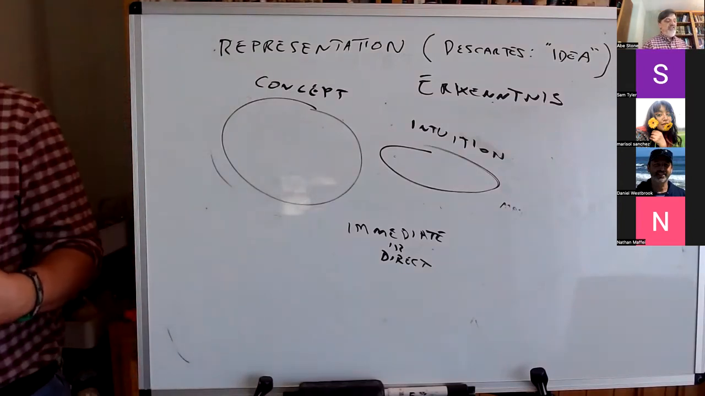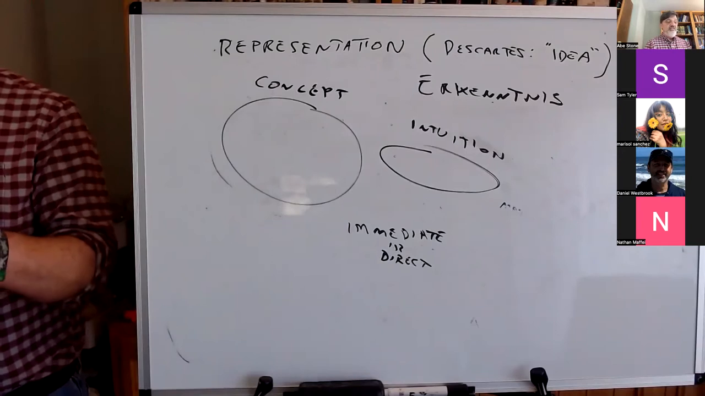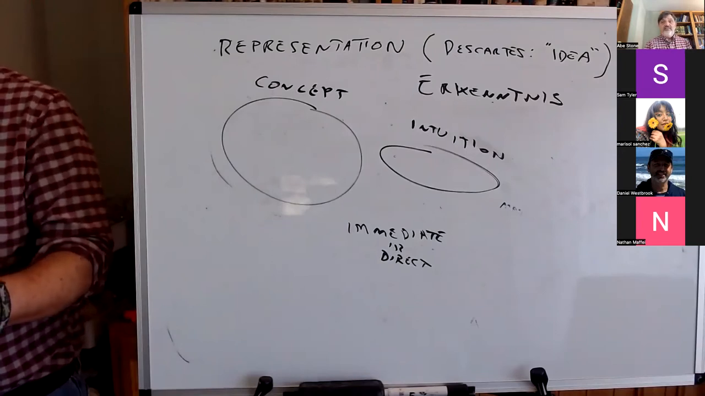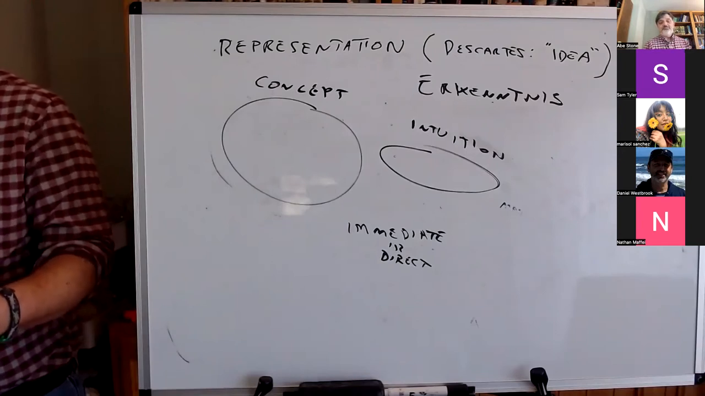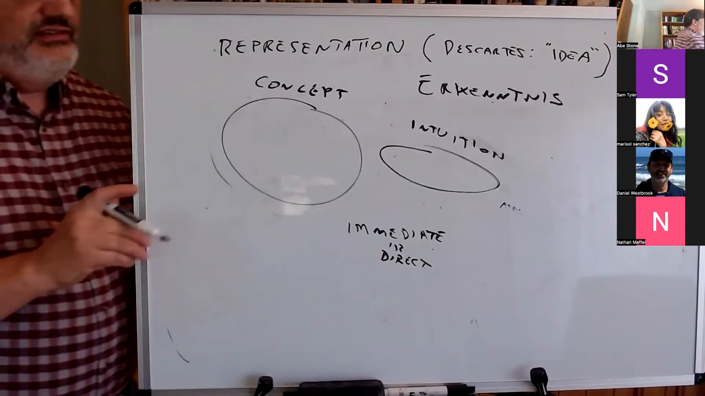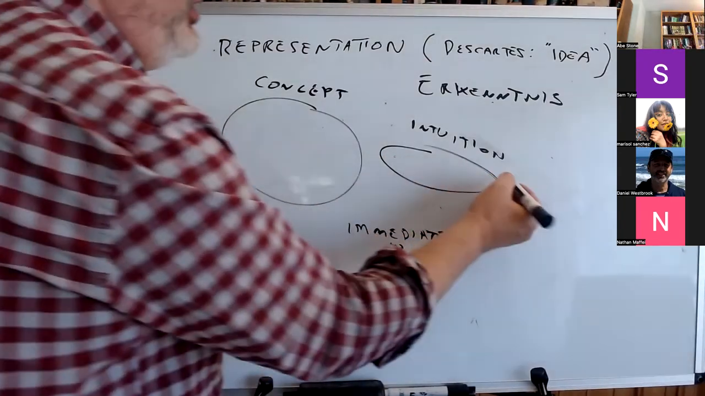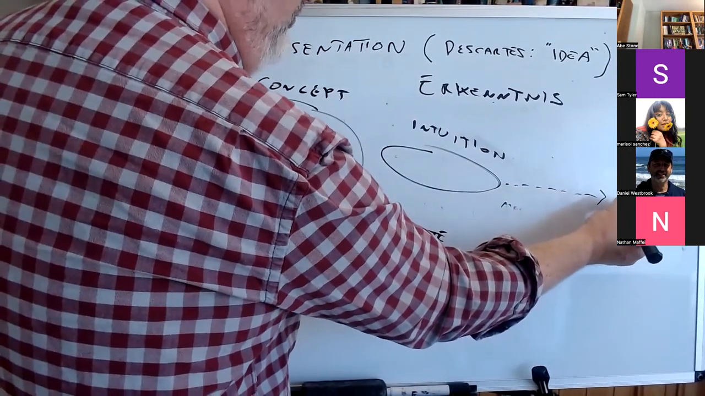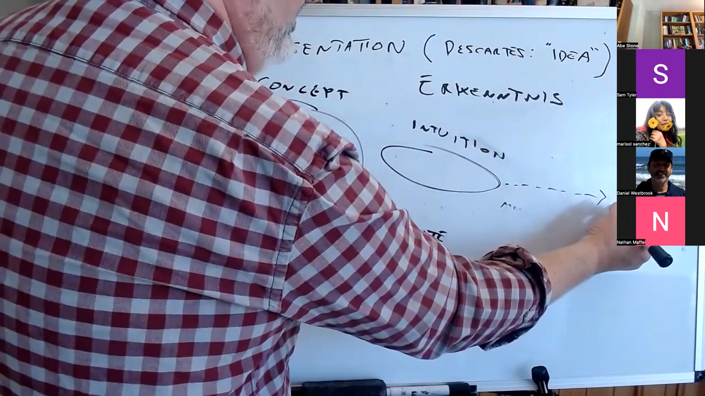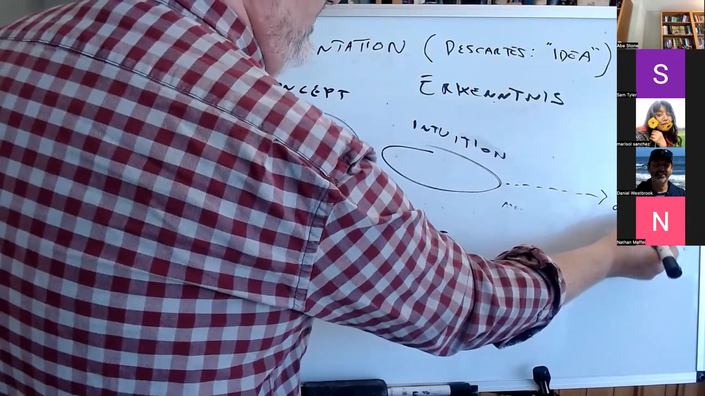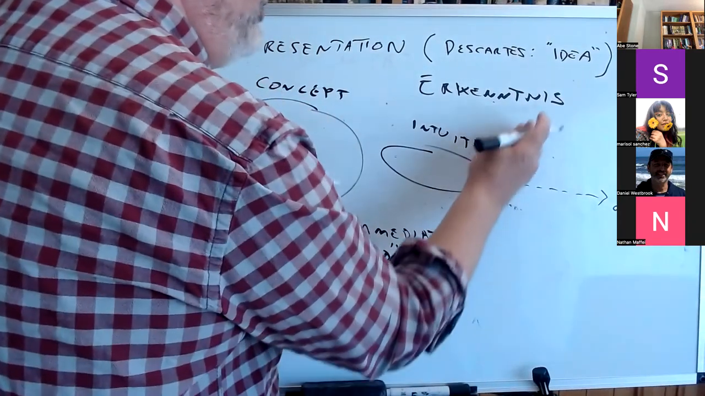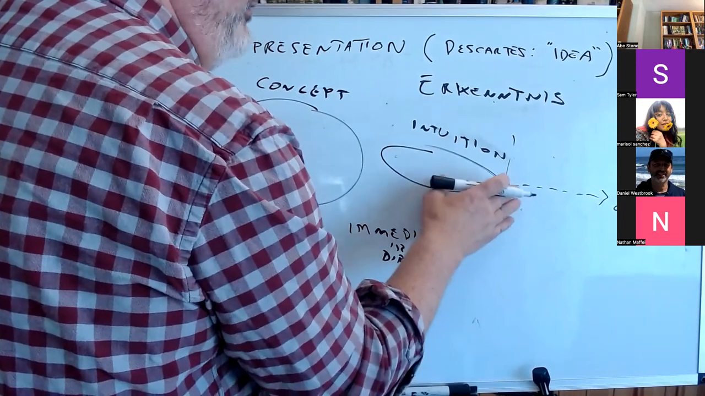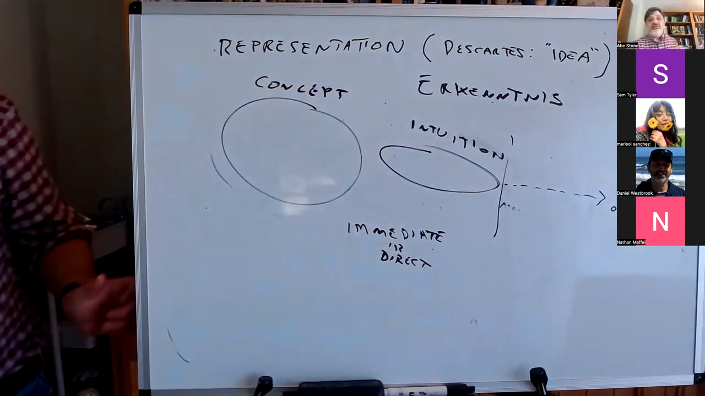An immediate representation is one where there isn't another representation between it and its object. So an intuition is kind of like the last piece of representation before we go out to the object. This is where the representation ends, and from there we go straight, directly, to the object.